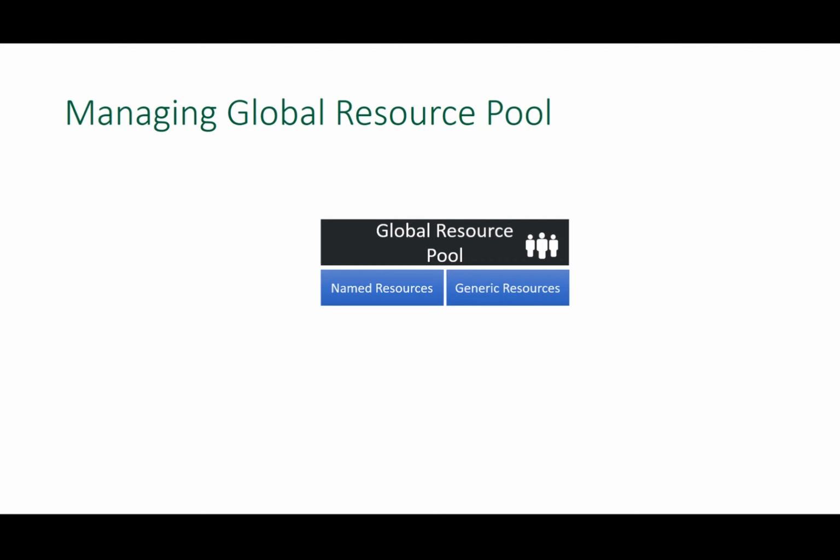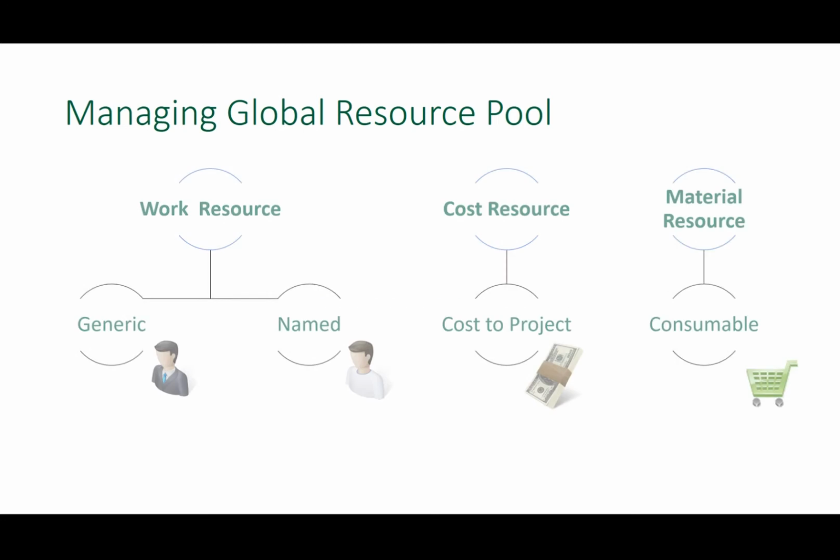So a generic resource is a roles-based resource, for example, a project manager, an engineer, or a business analyst, whereas a named resource is actually a real resource. Now, when we know that, and by the way, Project Online and Project Server as such can actually manage multiple different types of resources. We are going to talk about the work resources, of course.